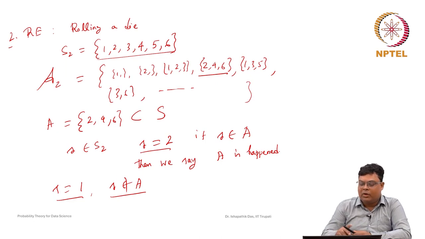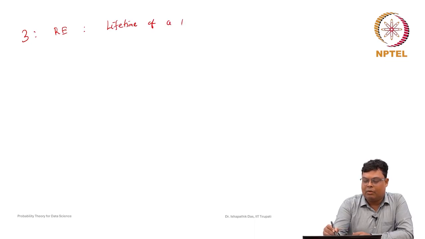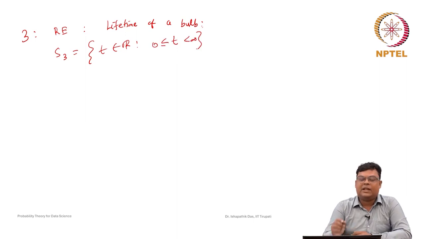Now consider the third random experiment, which is measuring the lifetime of an electronic good like a bulb. In that case, what is the sample space? S3 is equal to all t belonging to the real numbers, t greater than or equal to 0 and less than infinity. It is an uncountable set. In that case, if you consider the power set, that means all subsets of S3, there will be a problem.